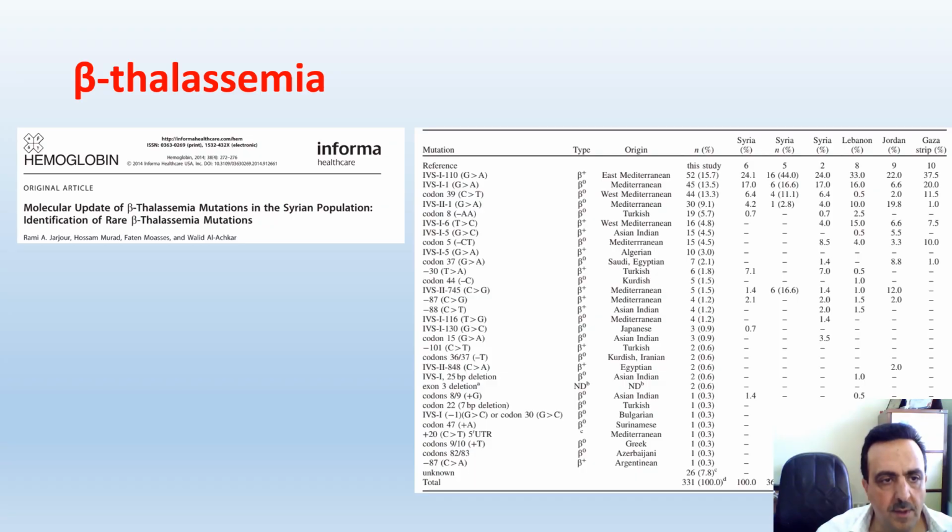Well, this is one of the studies that I did about beta thalassemia here in Syria, and we can see how many mutations that we have here. And of course, we couldn't actually cover all the mutations or diagnose all of them. And you can see here about 8% of the mutations were not detected by the technique that we used at that time.